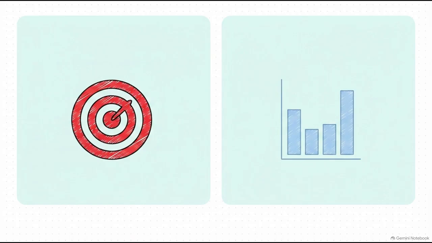On the flip side, we have the dependent variable. This is the effect, the outcome, the response. Its value literally depends on the other variable.